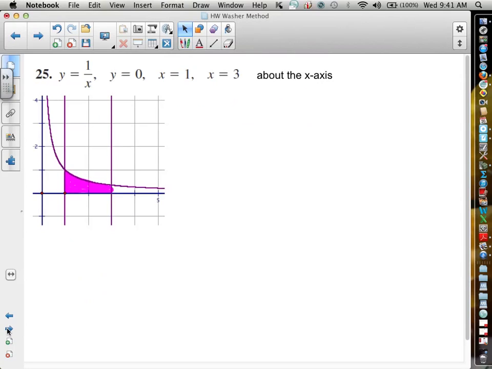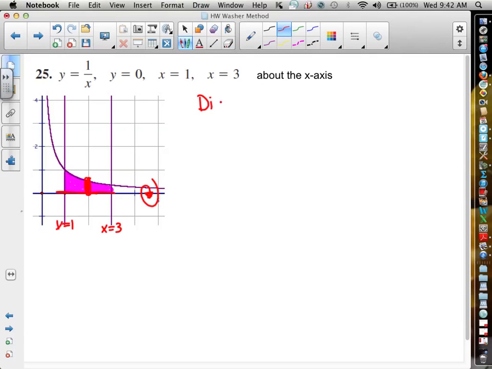Okay, for 25, we're rotating around the x-axis again. We're going from 1 to 3, so this is x equals 1, this is x equals 3. Y equals 0 is my x-axis, 1 over x is my curve on the top here. So if I draw a sample rectangle in there, the bottom of the rectangle touches the axis of rotation, so this again is a disk method.